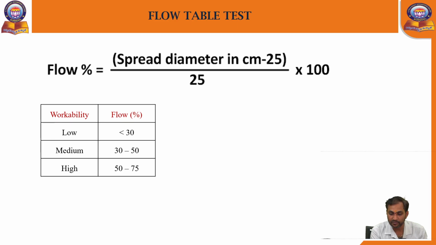If you got a value less than 30%, then it is low workable concrete. If you got a value between 30 to 50, then it is medium workable concrete. If you got a value between 50 to 75, then it is high workable concrete.